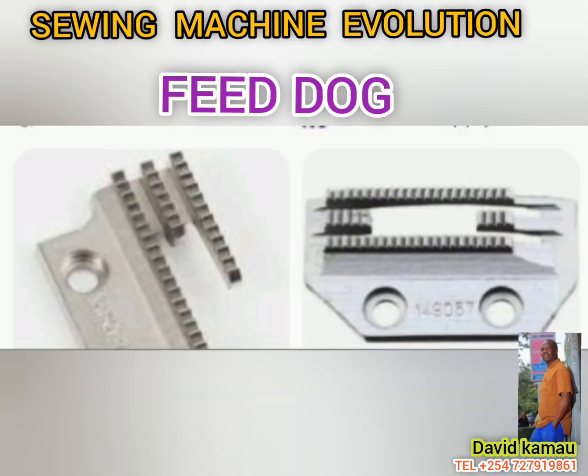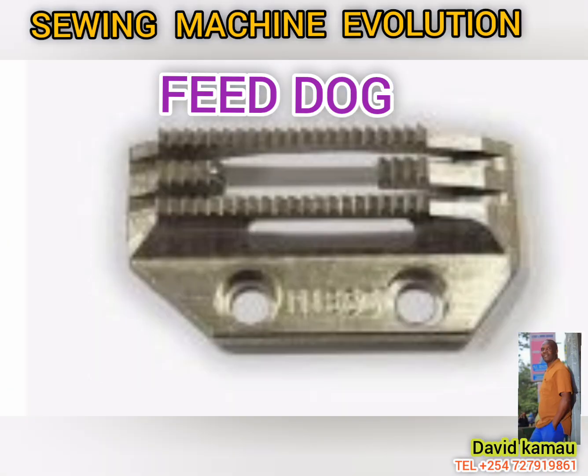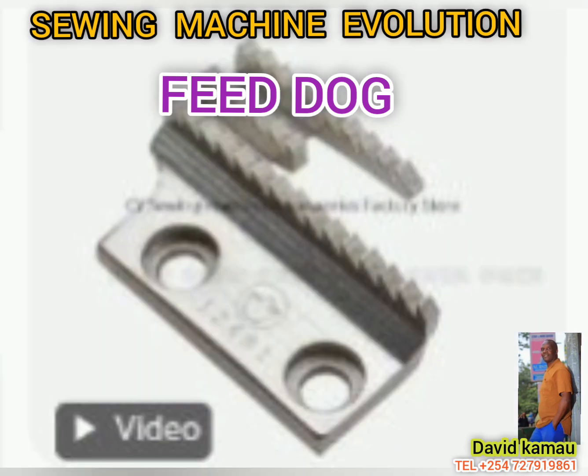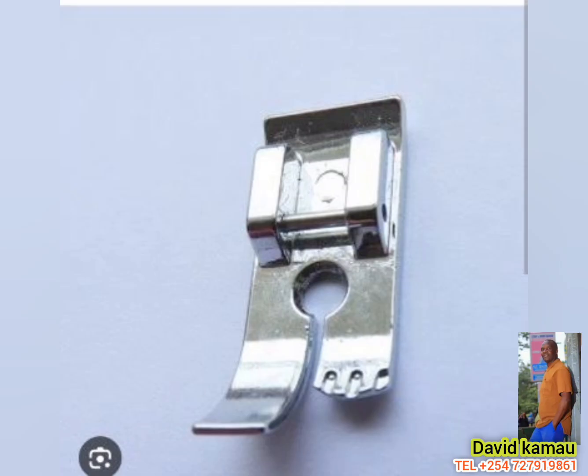These are feed dogs, different types, different sizes of feed dog. These are feed dogs. They are very important in the sewing machine. These are some of the industrial and domestic feed dogs. They are screwed and fastened in a sewing machine.